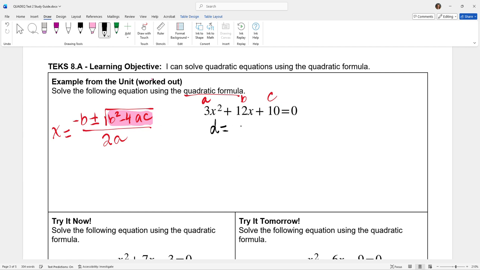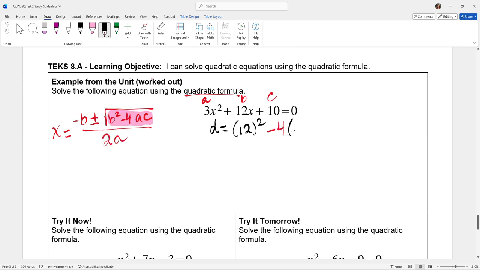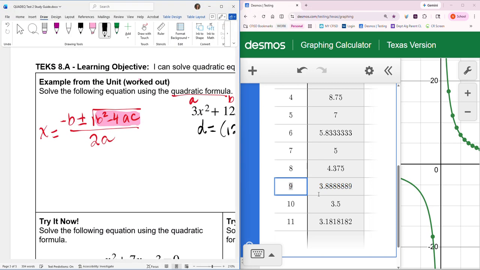So I'm going to do my b squared, so that's 12, and we're going to square it. I'm going to use a different color just so that you see that this is always there. So that -4 is always going to be there no matter what, times our a value, and then times our c value. Now, if any of our a or c happen to be negative, we would want to make sure to keep that value in there. At this point, I'm going to put that in our handy dandy calculator to help us out.